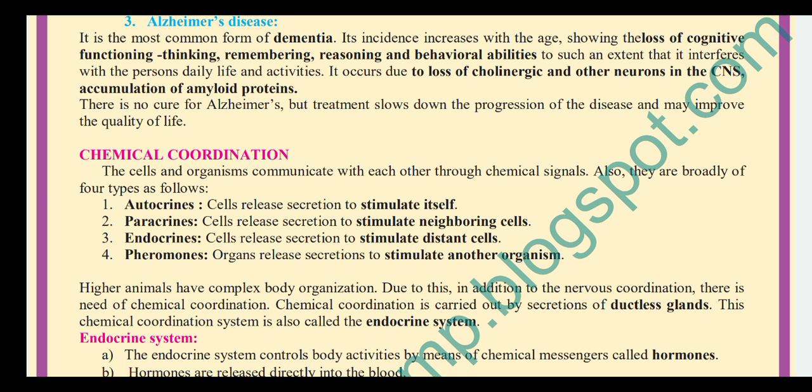It occurs due to loss of cholinergic and other neurons in the CNS and accumulation of amyloid proteins in the CNS, of course with growing age. There is no cure for Alzheimer's disease, but treatment slows down the progression of the disease and may improve the quality of life. So there is no proper drug for it which actually recovers.